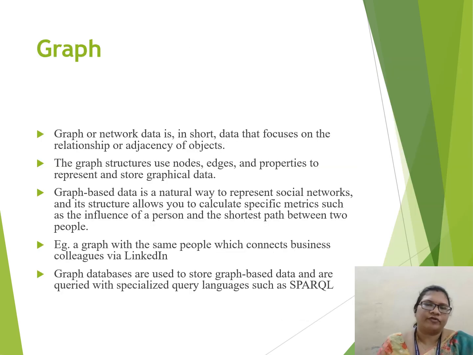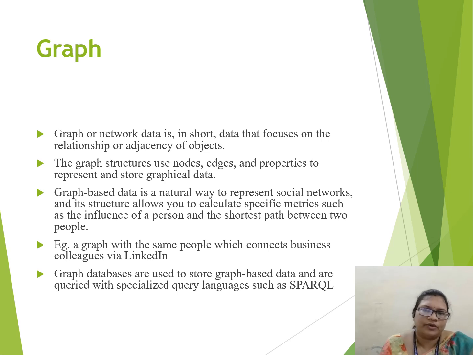Next is graph. Graph or network data is, in short, data that focuses on the relationship or adjacency of objects. Graph structures mainly use nodes, edges, and properties to represent and store graphical data. Graph-based data is mainly helpful for social networks.